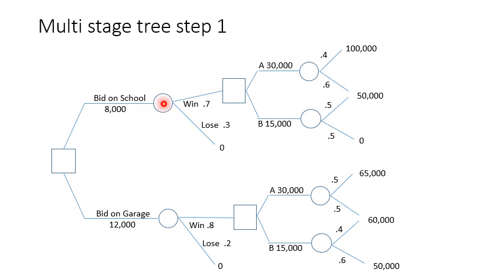If they bid, there then is a chance. We have no control over this. We can either win or we can lose. There's a 70% chance of winning and a 30% chance of losing. With the garage, we have an 80% chance of winning and a 20% chance of losing. If we lose, it stops right here. We have zero value attained from this.